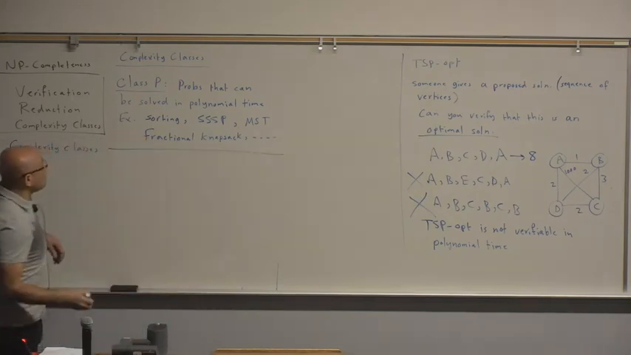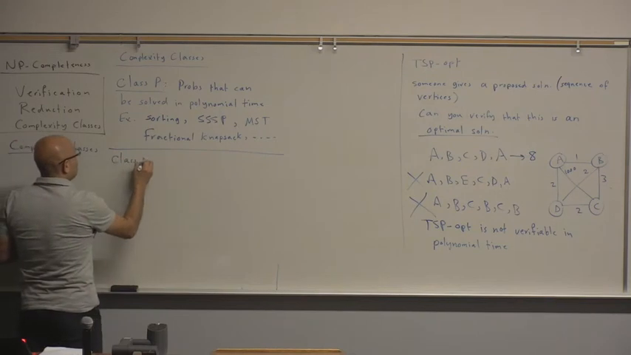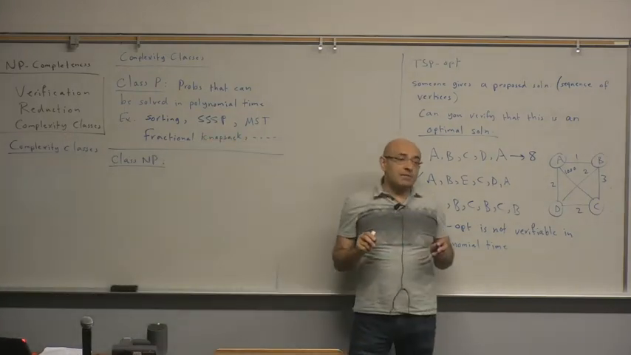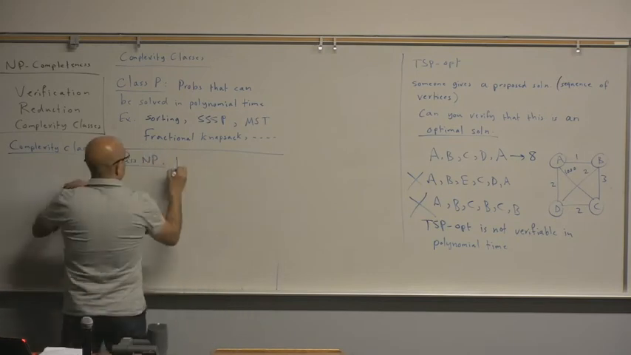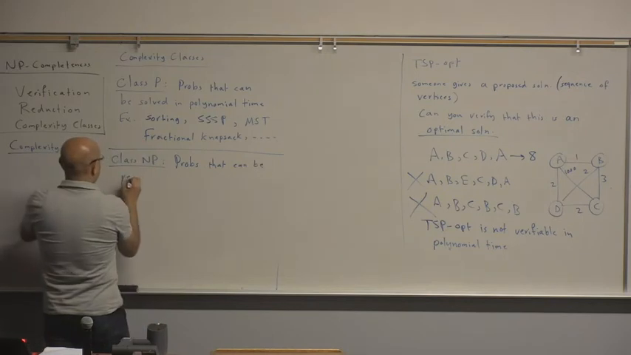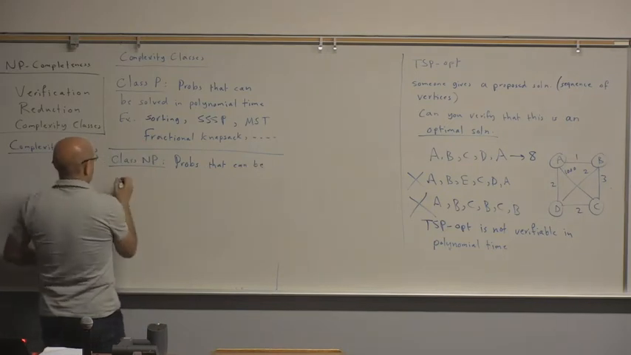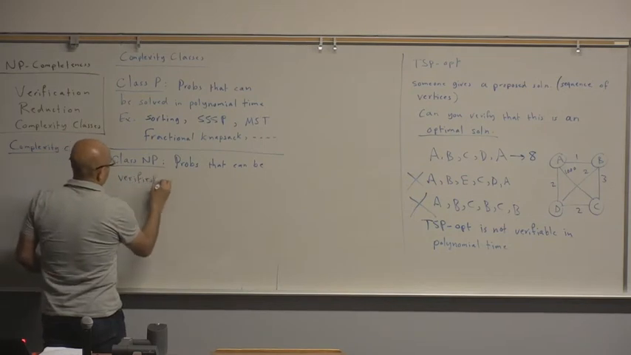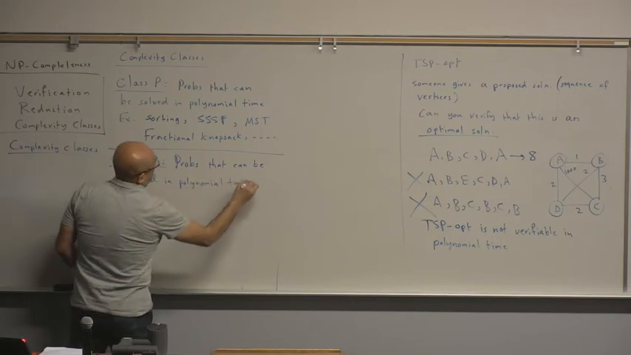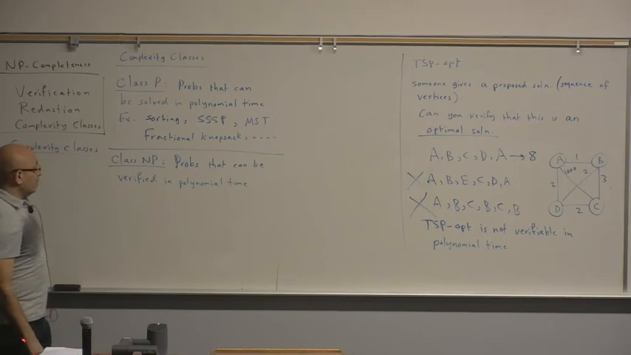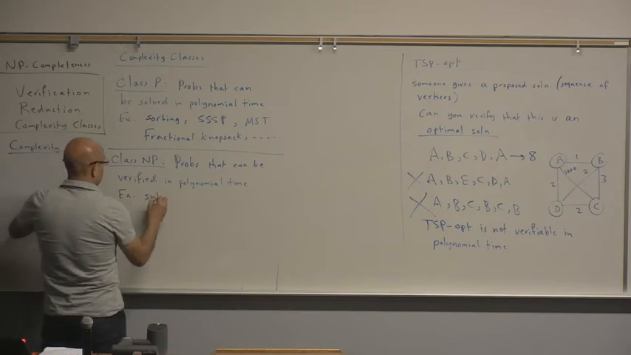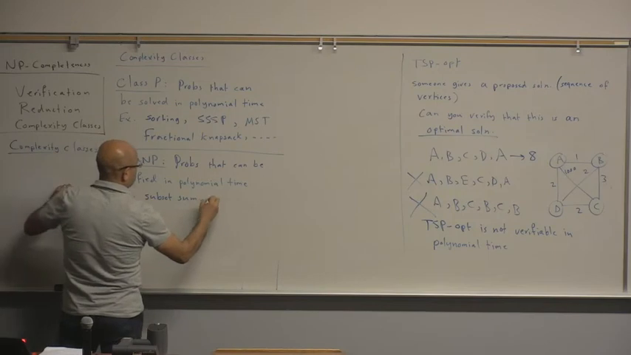Okay. Now the other class is class NP. Class NP is the set of problems that can be verified in polynomial time. Problems that can be verified in polynomial time include, for example, subset sum and TSP decision.